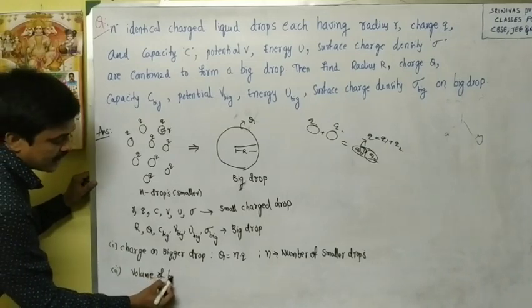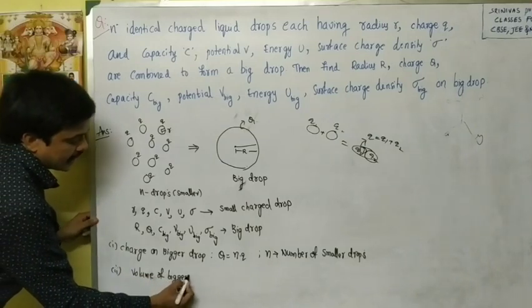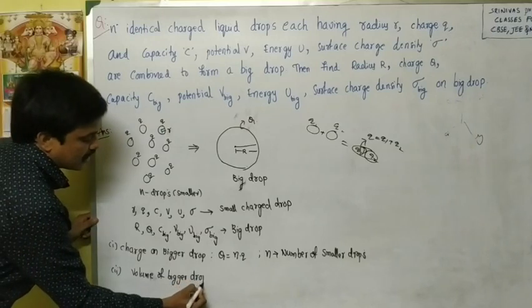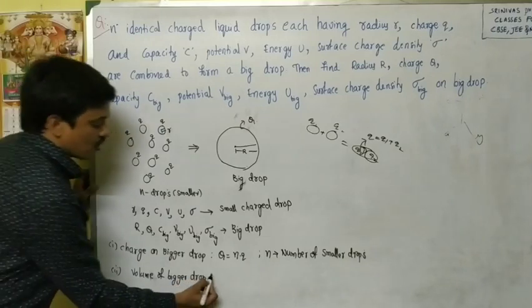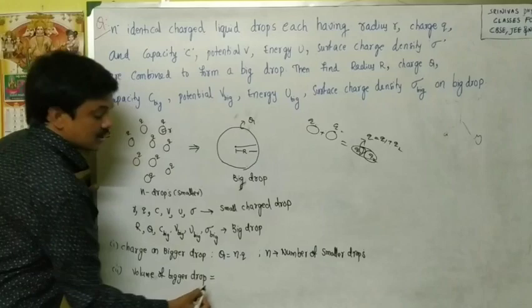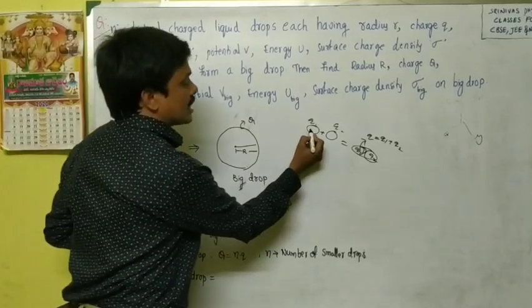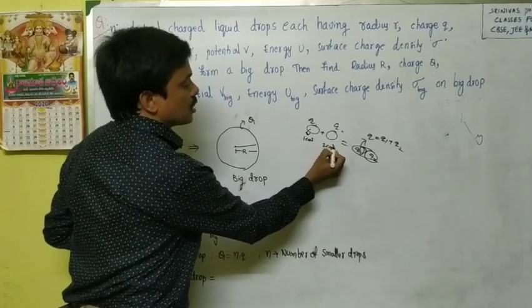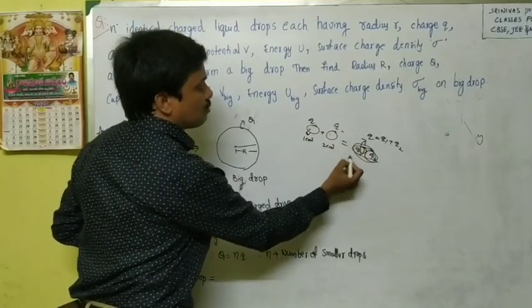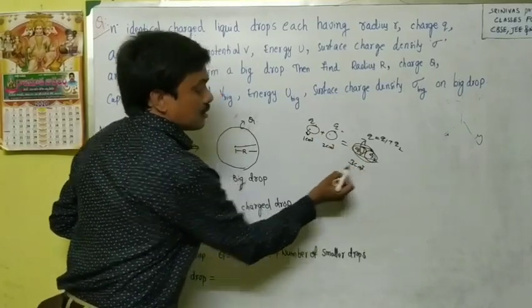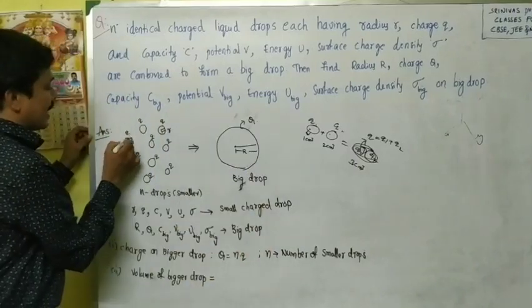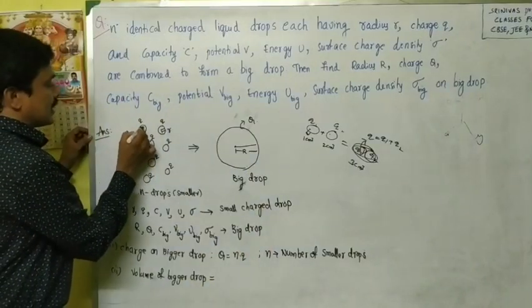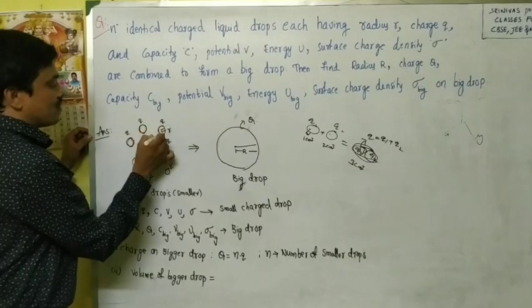Volume of the bigger drop. Can you tell the volume of the bigger drop? For example, if one drop's volume is 1 centimeter cube and another's is 2 centimeter cube, when these two are combined, the total volume becomes 3 centimeter cube. Like this, here n drops are combined, each drop having some volume v.